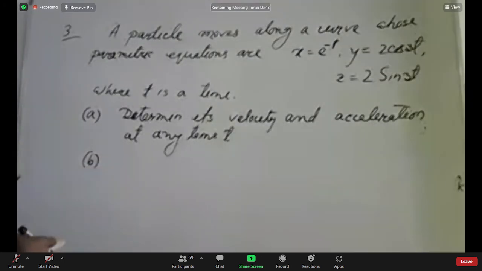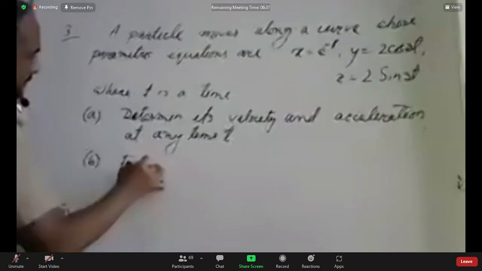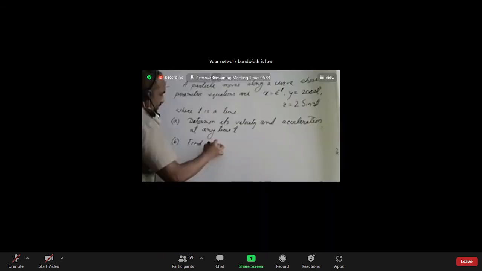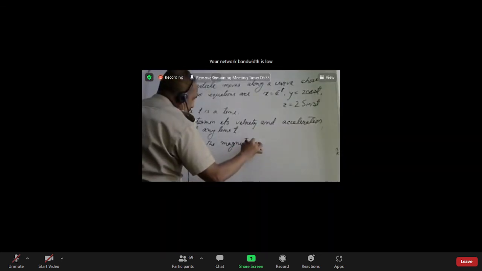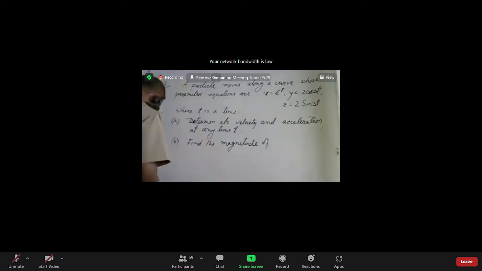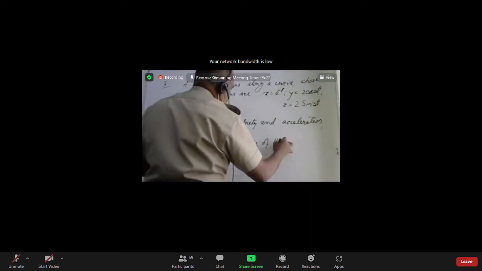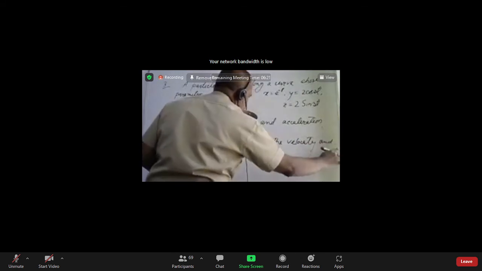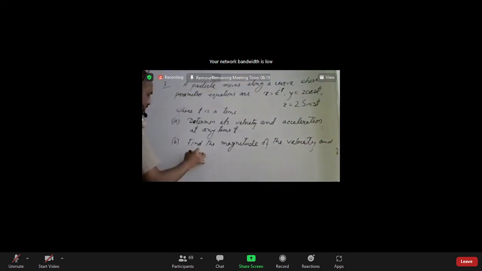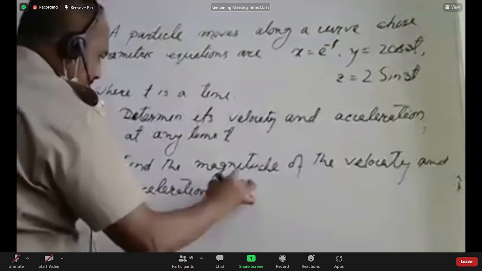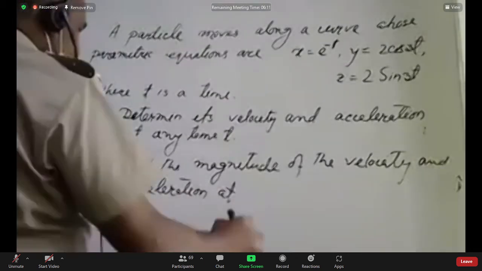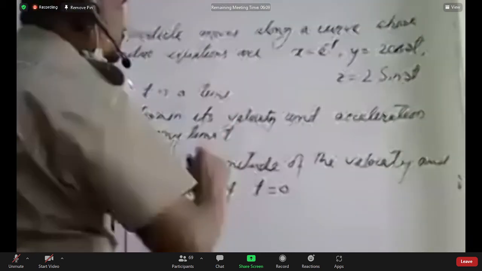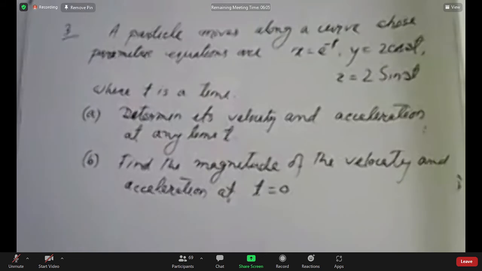And find the magnitudes of the velocity and acceleration at t is equal to 0. Find the magnitude of the velocity and acceleration at t is equal to 0. These are the problem. Okay.